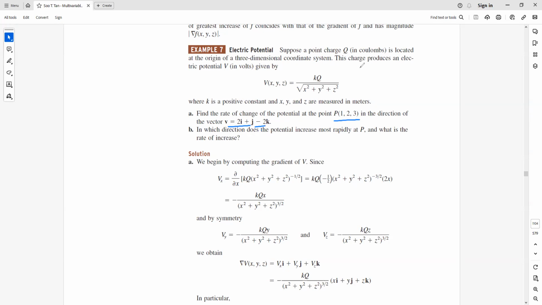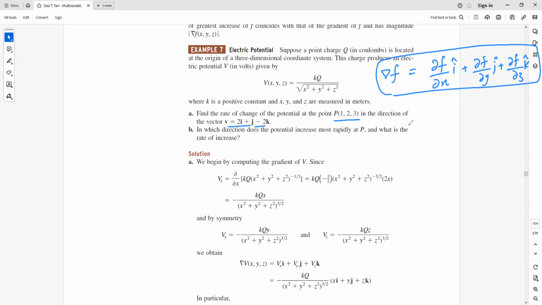First of all, we need to find the gradient, right? By definition, we know that the gradient is this vector: partial f over partial x i plus partial f over partial y j plus partial f over partial z k, right? Now f is given by this V, so we need to find nabla V. It's simply partial V over partial x, partial V over partial y, and partial V over partial z. So this vector gives the gradient.